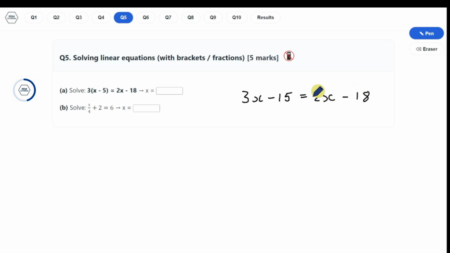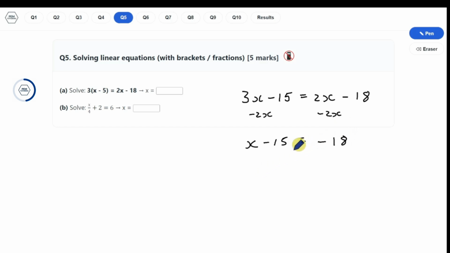So we want to get all x terms onto one side. So if we just start off by subtracting 2x from this side and this side. I chose the 2x because 2x is smaller than 3x, so that when I subtract, I avoid going into negative numbers. So if I subtract 2x from this side here and from this side, I get x minus 15 equals 0. So this became 0 now, and that is just going to be minus 18 here.